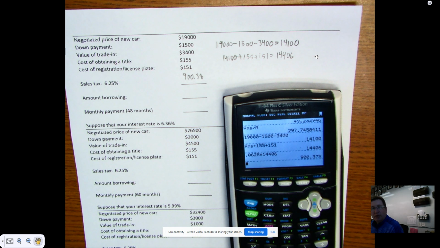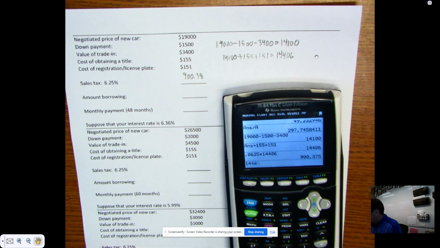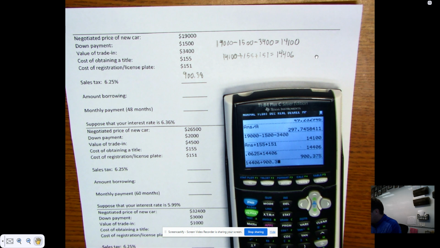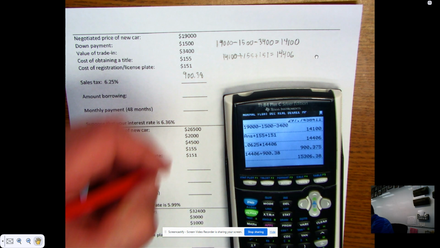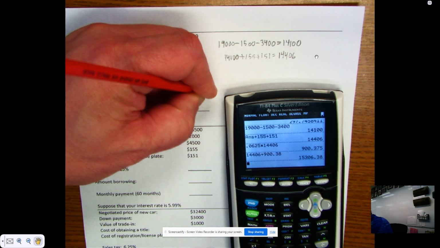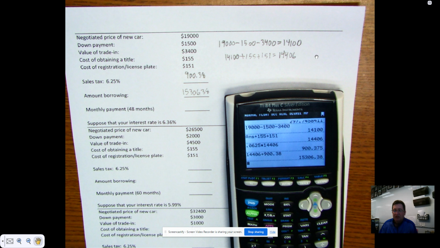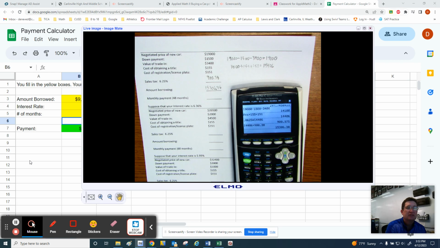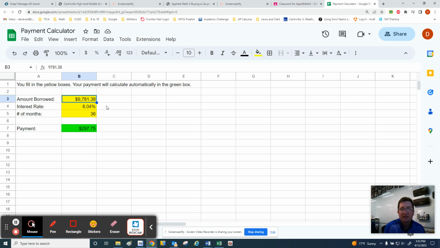And so the amount we're borrowing is the 14,406 plus the $900.38 in the sales tax. So we're going to borrow $15,306.38. Okay. Now, again, you can use that formula, and if you want to, you can go back and watch the video again of me doing it the last time. It's also true that you can use that spreadsheet on your Google Classroom, and so let's go ahead and do that.